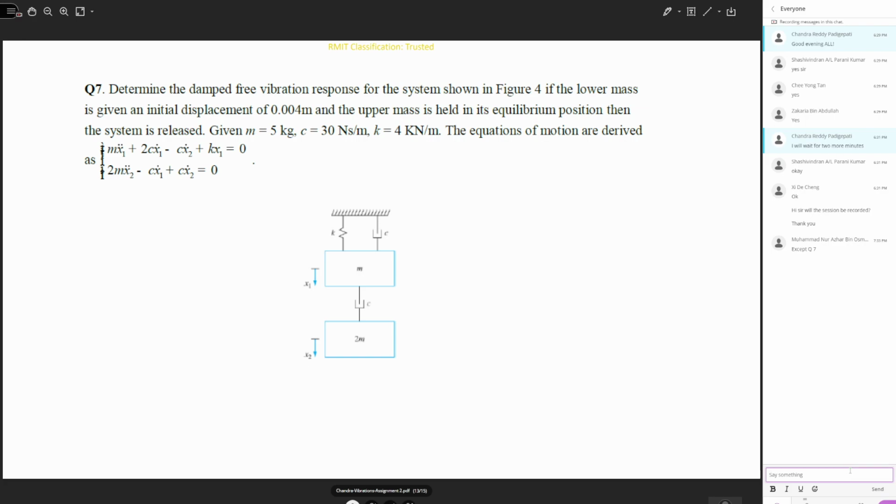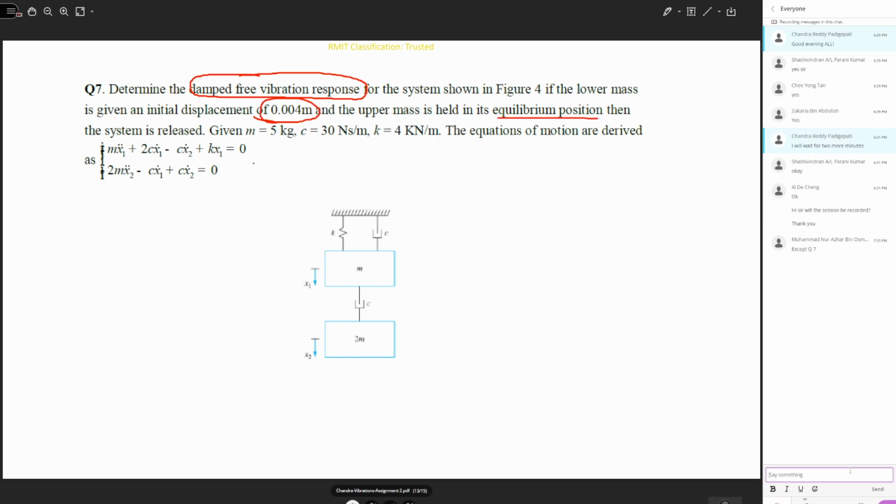So you are asked to determine the damp-free vibration response. So there is no force acting, but the system has a damper. For the system shown in the figure, if the lower mass is given an initial displacement, so this is the displacement of the lower mass, that means the displacement for x2. The upper mass is held in its equilibrium position.